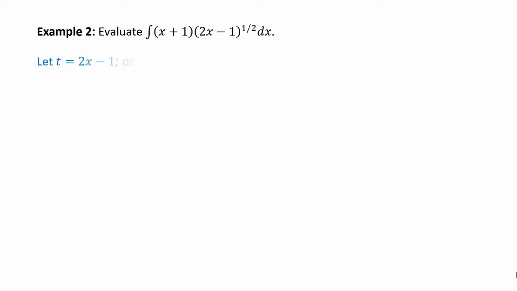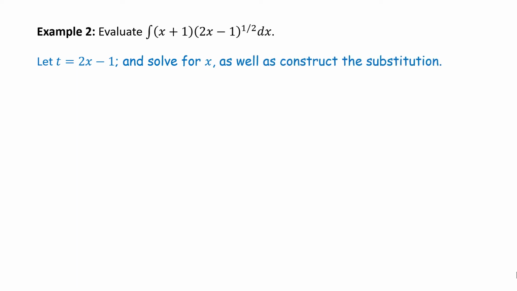We begin. We'll let t equal 2x - 1 and solve for x, as well as construct the substitution. t = 2x - 1. We'll solve for x first. Adding 1 to both sides, t + 1 = 2x. Now divide by 2 on both sides. t/2 + 1/2 = x. We have solved for x.